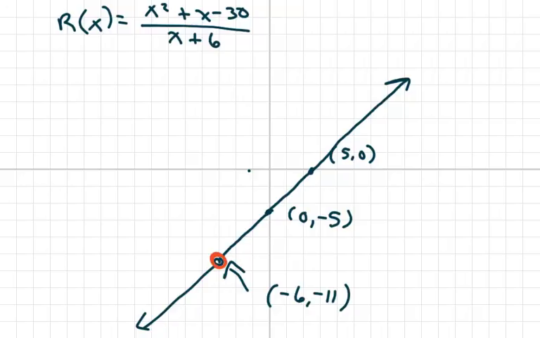There's your hole. Okay? Now I'm going to take these same three equations and we're going to analyze the whole graph with domain and range and everything.